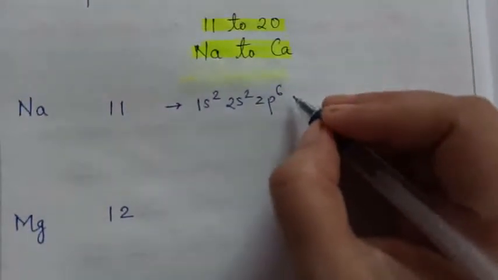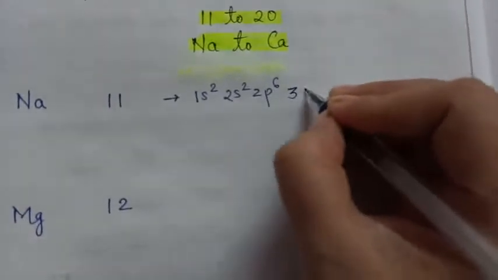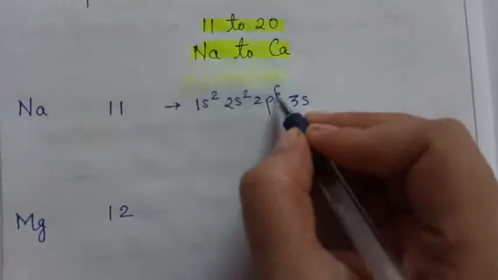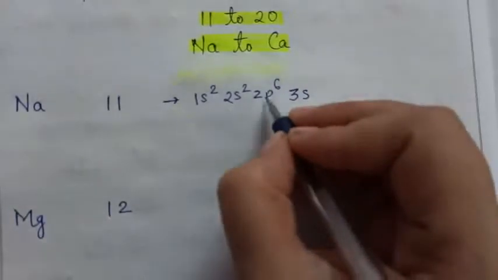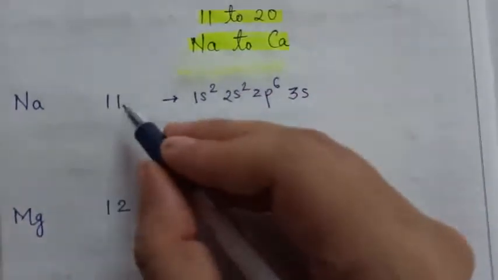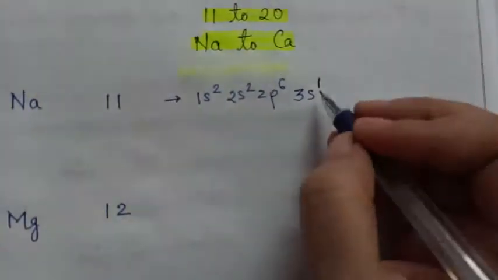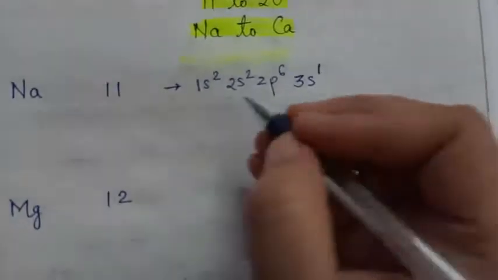Now after 2p6, what comes is 3s. So 2 plus 2 is 4 plus 6 is 10. So 10 electrons are filled till 2p. Now where will go the 11th electron of sodium? In 3s. So that is why we are writing 3s1.